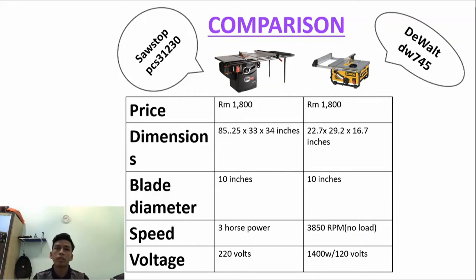By having a good speed, work can be done smoothly by the user. Lastly, voltage. For voltage, there is a comparison, with SawStop having the highest voltage compared to Delta. This makes it easier for users if they have a machine with a higher voltage.